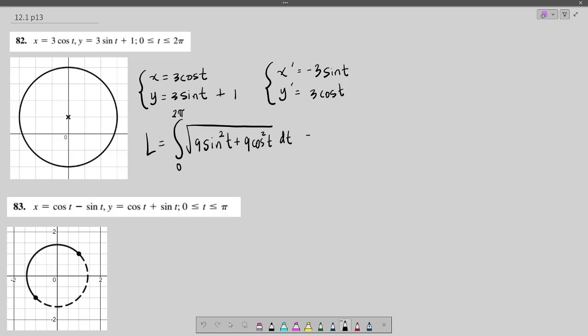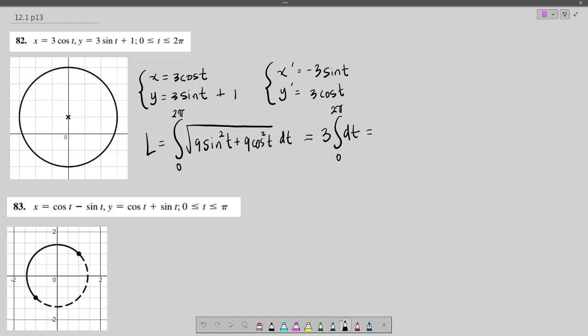Nine sine squared plus 9 cosine squared is 9. If we factor out the 9, we have a sine squared plus cosine squared, which is 1, and then 9 times 1 is 9. So we end up with the square root of 9, which is 3. Integral 0 to 2 pi dt.